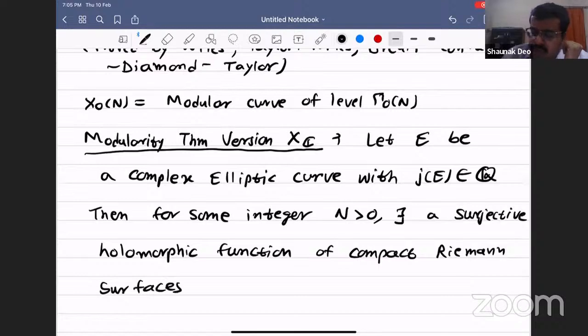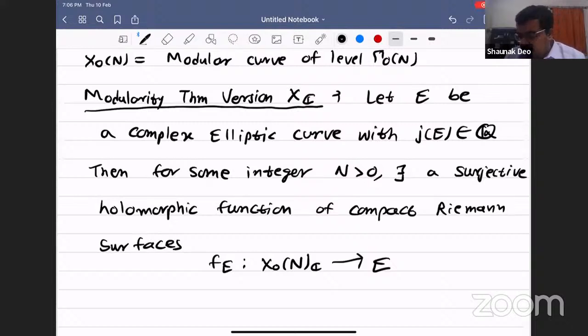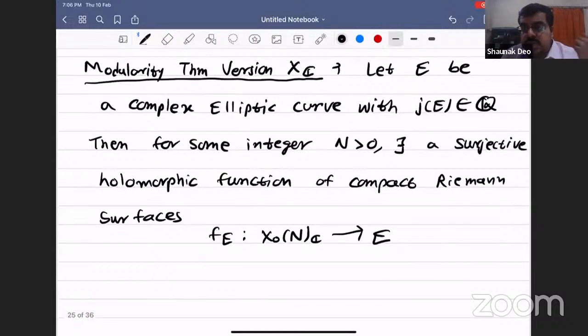And we call this Fe, and this map goes from X_0(n). I'm going to write C here so that you know that this is Riemann over C to E. Okay, so you get a complex elliptic curve with a rational j-invariant. Then for some n greater than 0, we have a holomorphic function from X_0(n) to E. This is the first version, the version I had stated last time, and this Fe is called the modular parameterization of E.